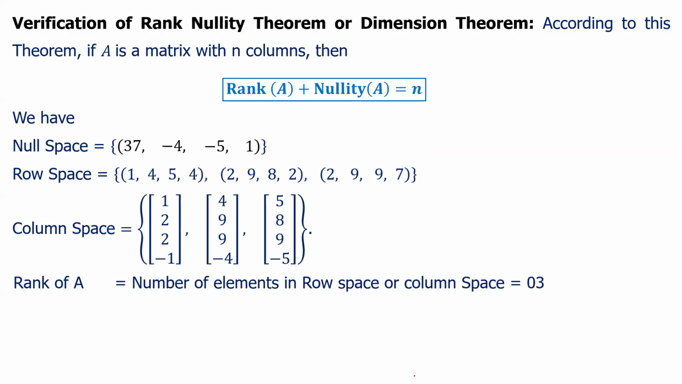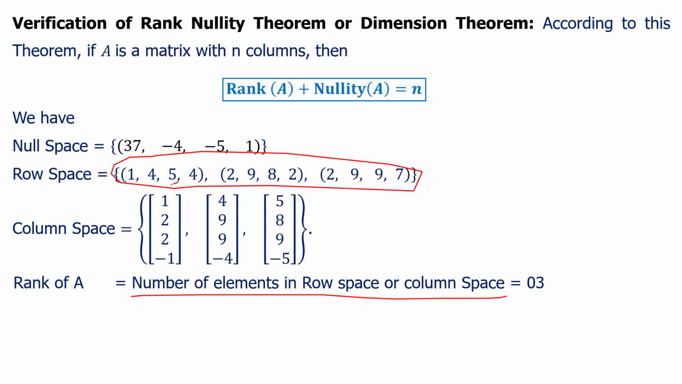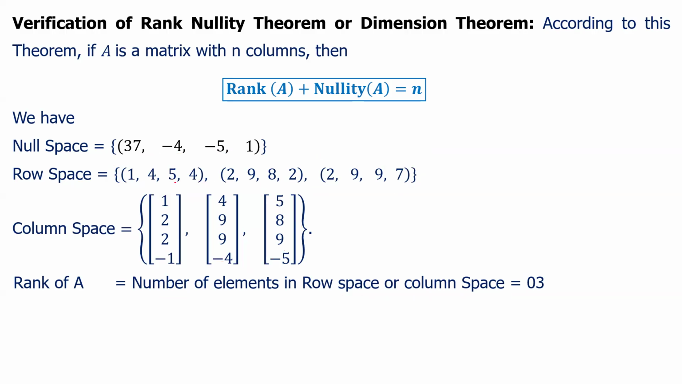Rank of A is equal to the number of elements in row space or column space. So now just look here. In the row space, there are 3 elements, and also in the column space, there are only three elements. And we have already seen that the total number of elements in row space and column space will be the same. Our dimensions of row space and column space are always the same.